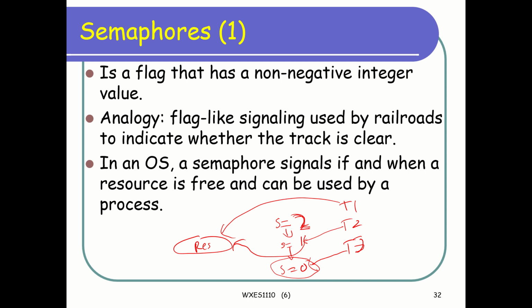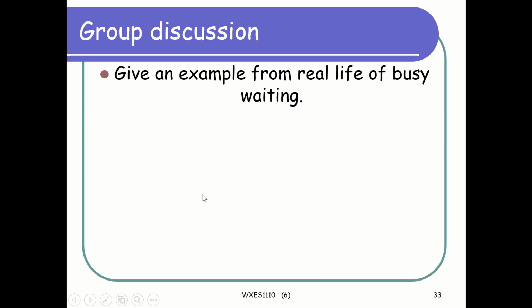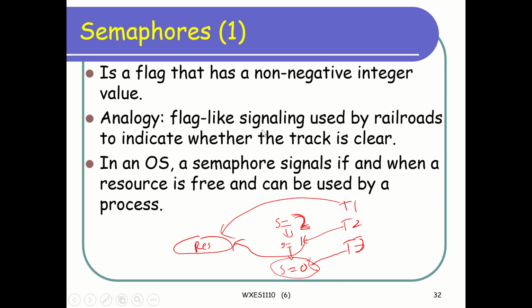So this analogy is the flag-like signaling used by railroads to indicate whether the track is clear. In an OS, a semaphore signals if and when a resource is free and can be used by a process. So this is a semaphore example. It is a non-negative integer value because the semaphore counter does not go below 0.